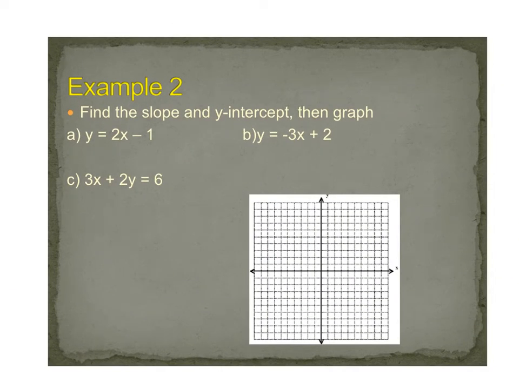All right, find the slope and the y-intercept and then graph. I'm not super concerned with the graphing right this second, but we'll do it. But the first two examples, A and B, are in what form? Y equals mx plus b. It's already there for you guys. It is glaringly obvious in your face.